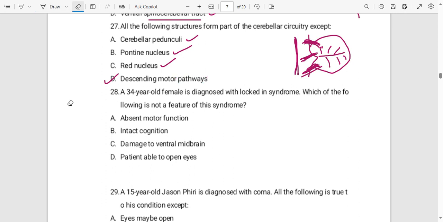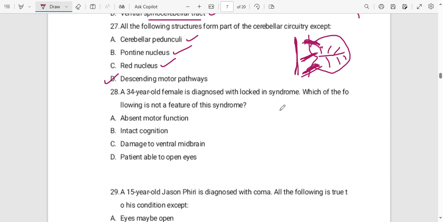A 34-year-old female is diagnosed with locked-in syndrome. Which of the following is not a feature? You know, I really fear locked-in syndrome. Let's answer it and then we'll talk a bit about it. Let me talk about it a bit and then someone also add something.